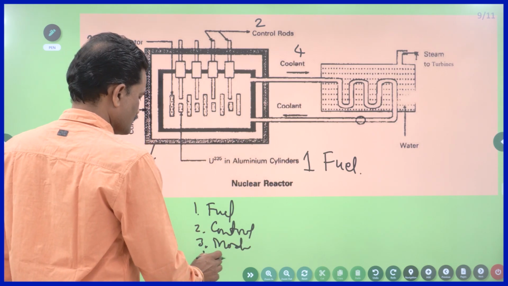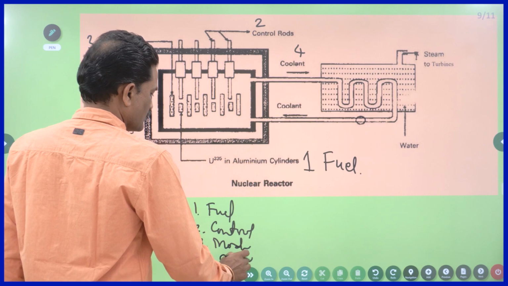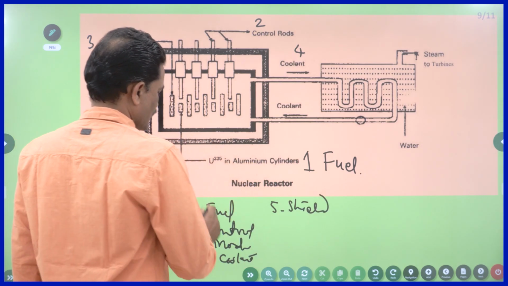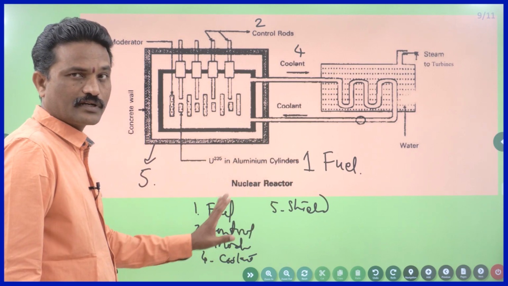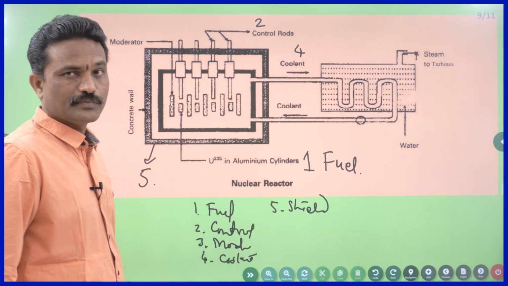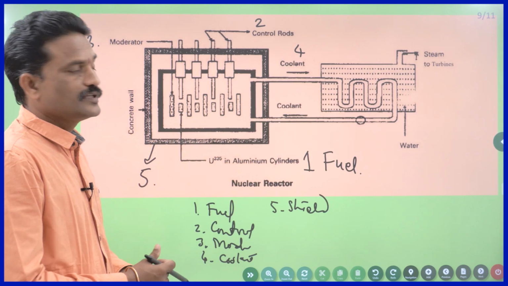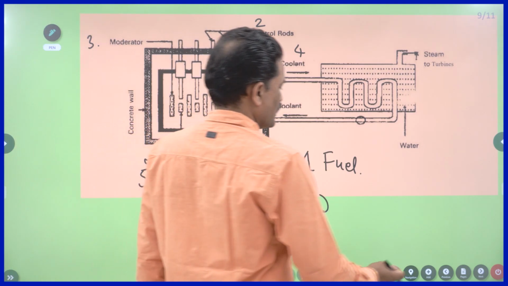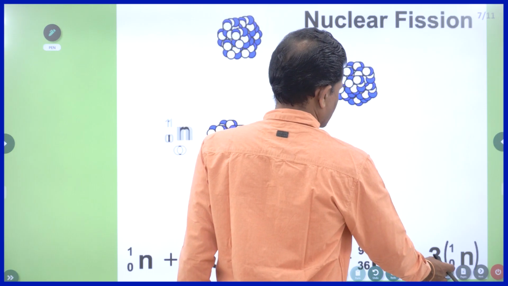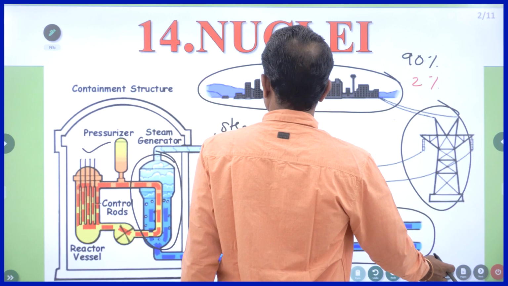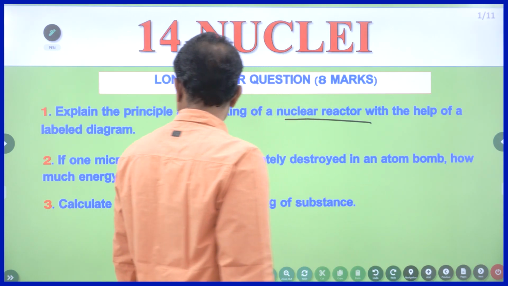Number 4, coolant. Number 5, shielding. That's all. So for each point, you will be given around 1.5 mark. For the diagram, 1 mark. For the definition of nuclear reactor, 1 mark. In few cases, they will be asking questions or problems. We are considering 2 problems of our textbook for this exam purpose.